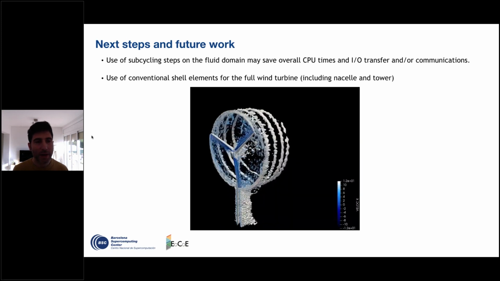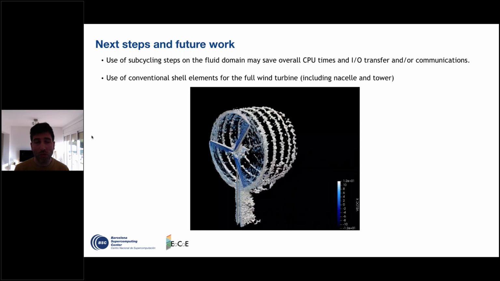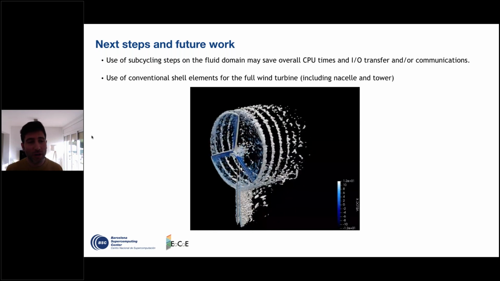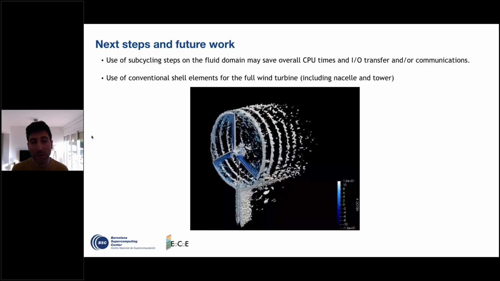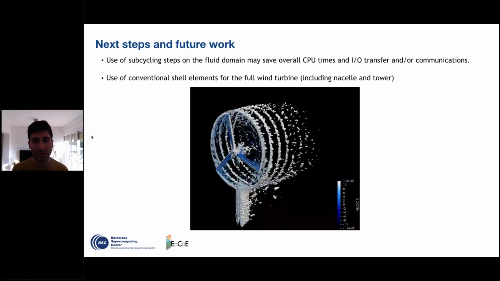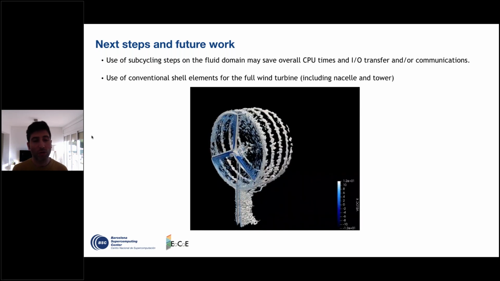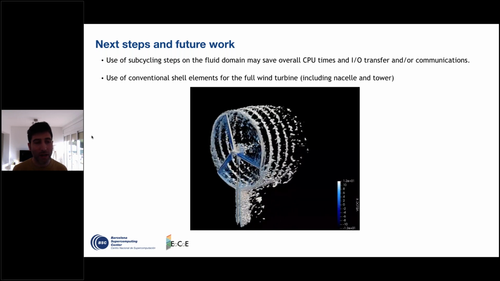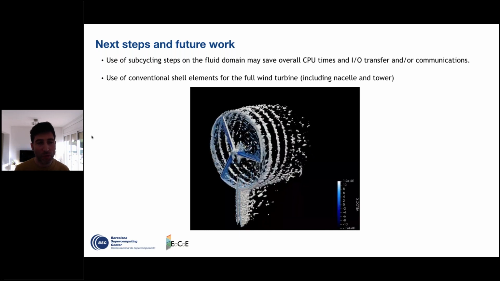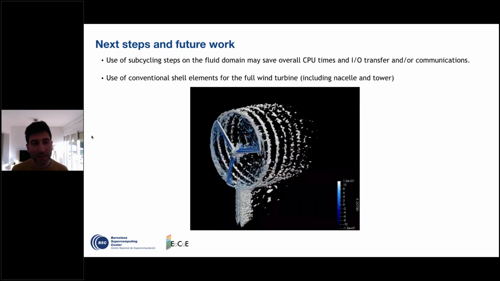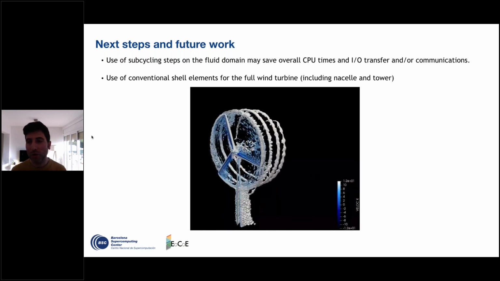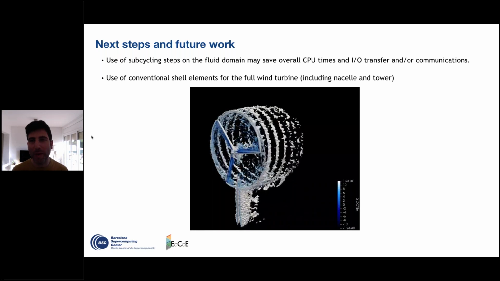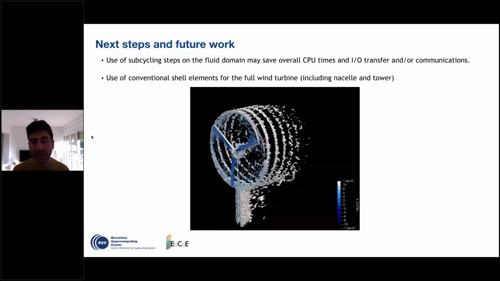So our next steps and future work: another thing that we have on the table is the use of subcycling steps, which is also a common practice that may save overall CPU time and also input output transfers and communications of the multiphysics problem. And as I said, if you want to do larger simulations, for instance the one we have seen here that is performed by my colleague in the EoCoE, which is only a CFD simulation with a sliding mesh, if you want to bring the elastic framework into that problem, the use of other element technologies that make it easy to mesh the full rotor would be used instead of 3D elements.